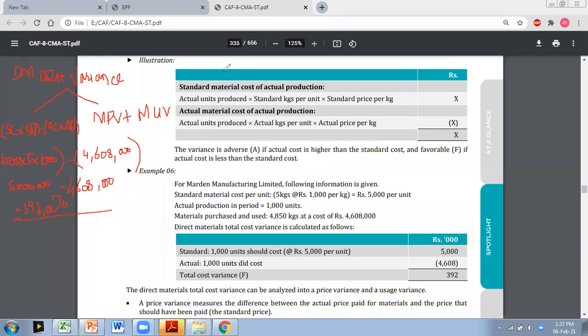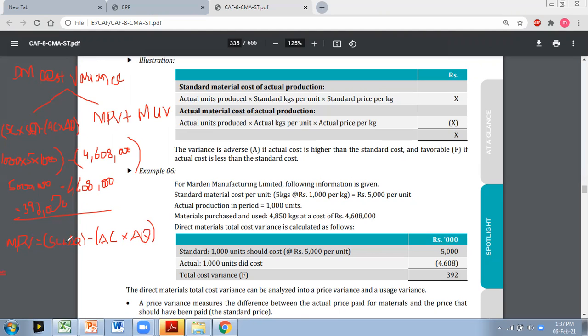So now for the other method, we have this material price variance and material usage variance, right? So first let's do material price variance. Now what was the formula for material price variance? The formula was standard cost into actual quantity, minus actual cost into actual quantity. Fine.